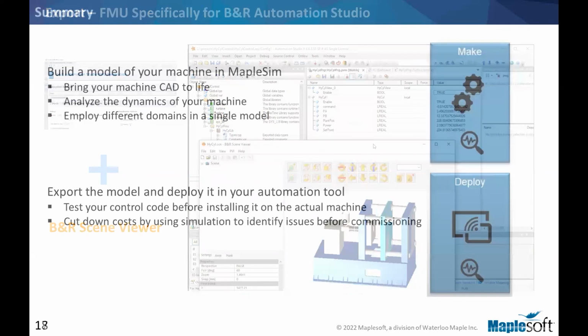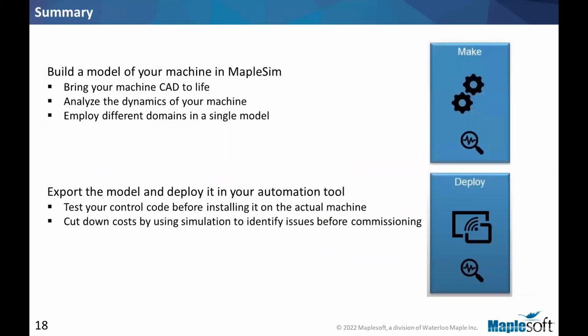So just to summarize everything that we looked at today, we can essentially build a model of your machine in MapleSim. So take your CAD, bring it in. It can also just be an initial idea. It could also be CAD connecting to other domains. It doesn't have to just be mechanical in a sense. You can analyze the dynamics of your machine. And of course, it's multi-domain, so you can bring different domains into a single model. You don't need to have everything separated.